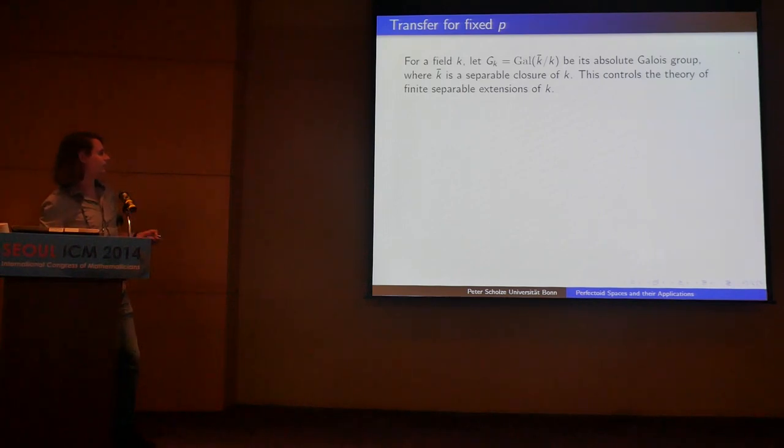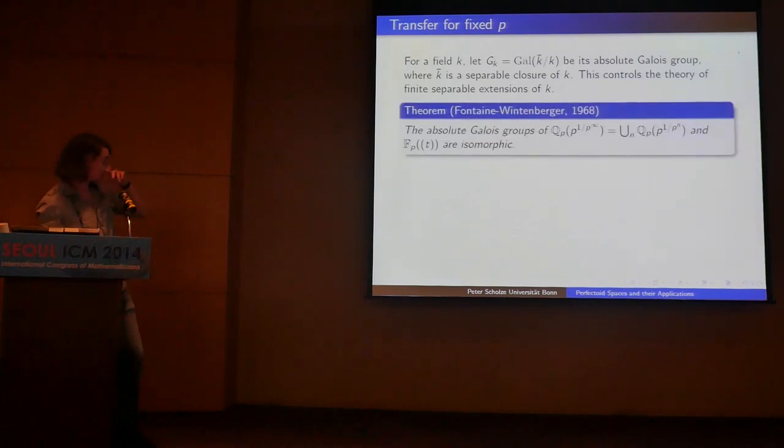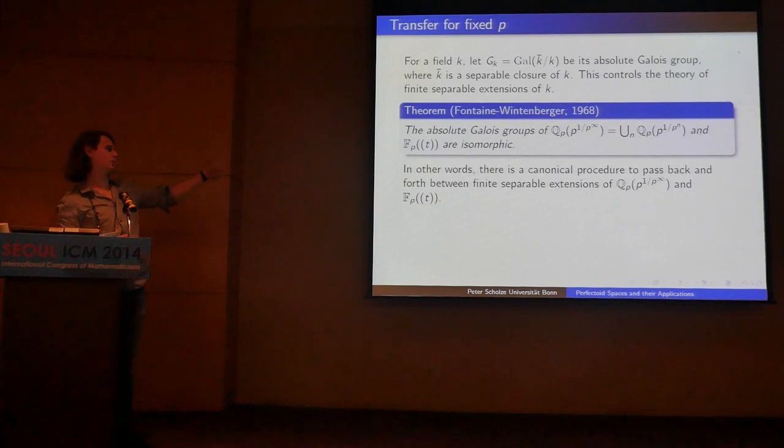And then there is this amazing theorem of Fontaine and Wintenberger from 1968, which says the following: the absolute Galois groups of Q_p and the Laurent series fields are very different. But as soon as you adjoin all p-power roots of p to Q_p, then the absolute Galois groups will be canonically isomorphic. In other words, there is a canonical procedure to pass back and forth between finite separable extensions of these two very different fields. This is, in fact, a very unusual thing.